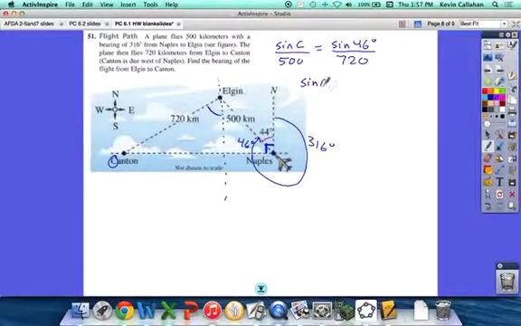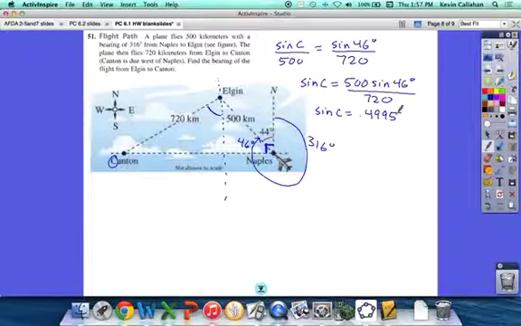So the sine of C equals 500 sine 46 divided by the 720. Right? The sine of C equals, put that in your calculator, 0.4995. So that means that C, which is the sine inverse of that, second sine inverse, second enter, 29.96. I'm going to call that approximately 30 degrees.